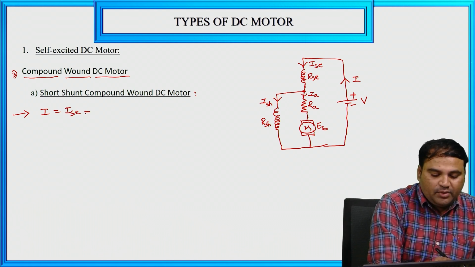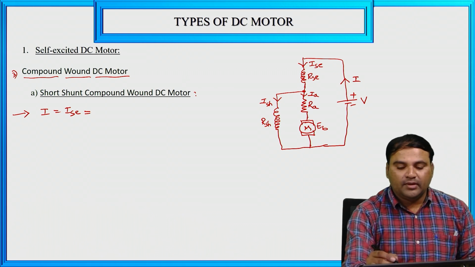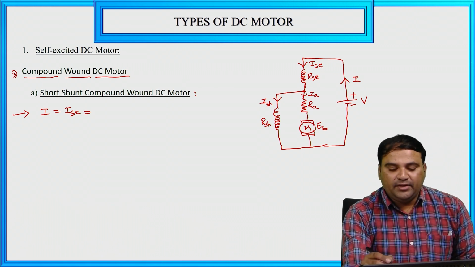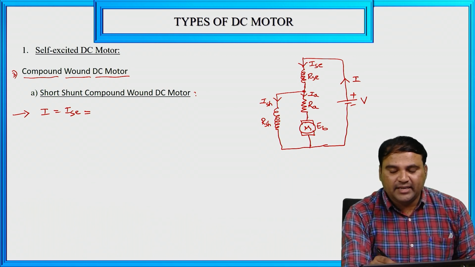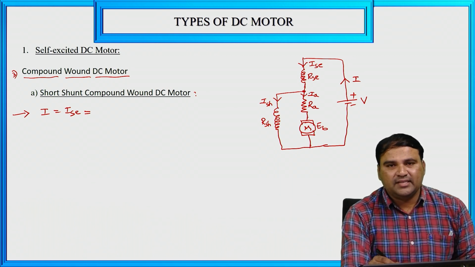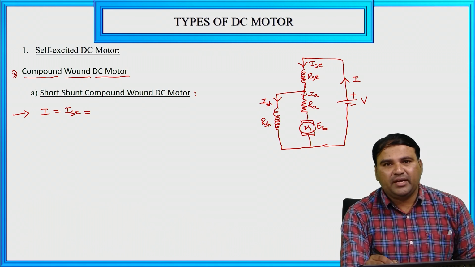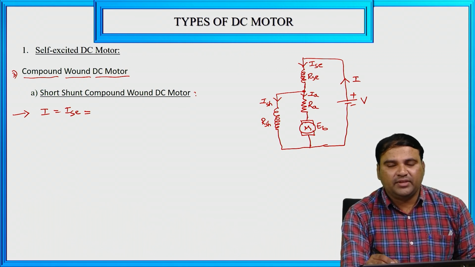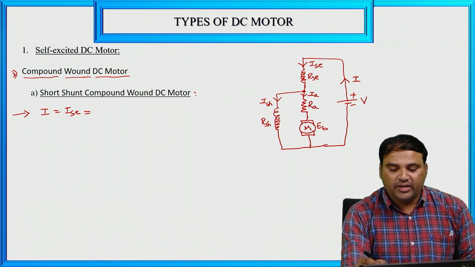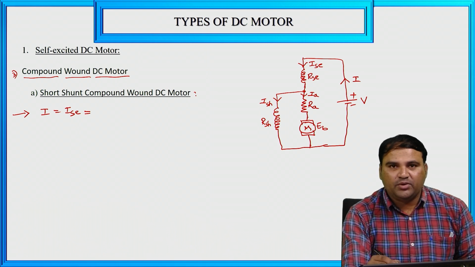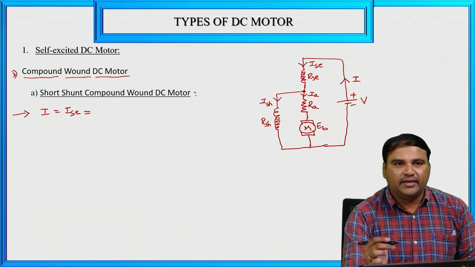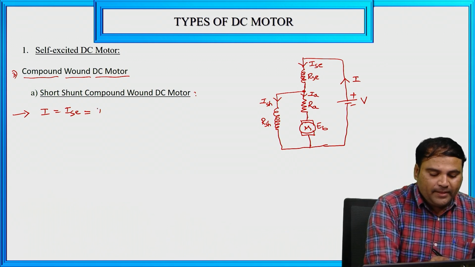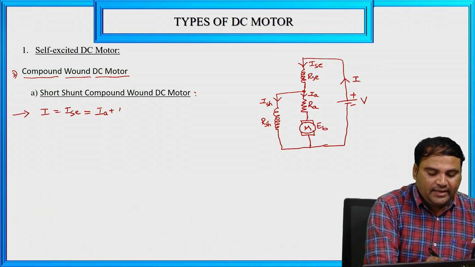The total current goes towards this node point, and from this node point the current is dividing, so we have to apply KCL at this node point. KCL states that the algebraic sum of the incoming currents is equal to the algebraic sum of the outgoing currents. The incoming current is I, and the algebraic sum of the outgoing currents is IA and ISH, so I is equal to IA plus ISH.